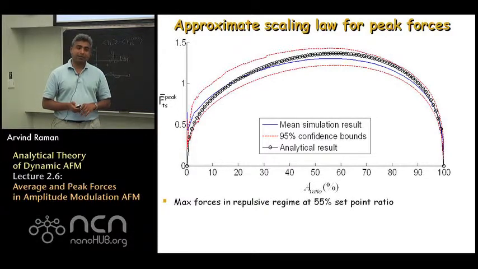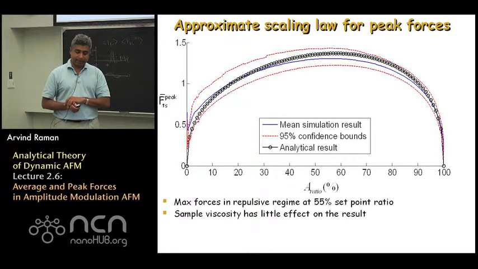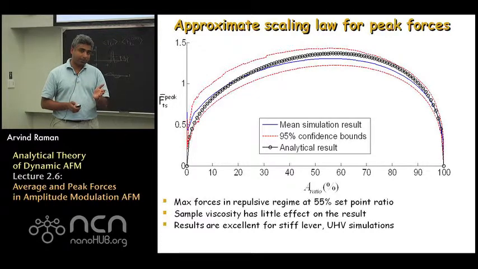So the key thing again is that the max forces are achieved at a certain intermediate set point ratio between 50 and 60%, and that the results that we have shown using the scaling law are pretty good as far as you're using them in vacuum conditions or under ambient conditions. Under liquid AFM conditions, these maximum force formulas can become quite different.